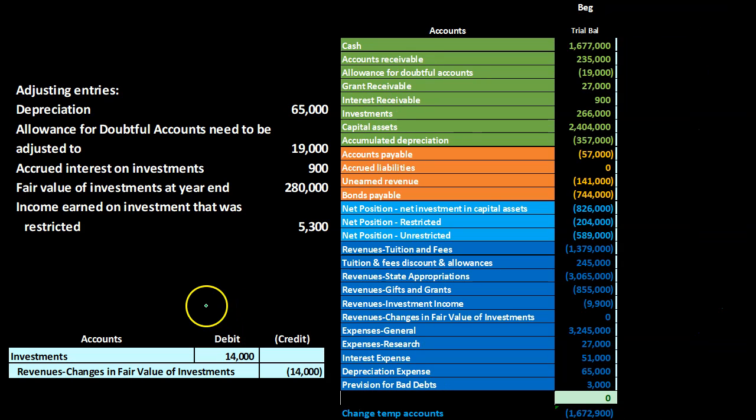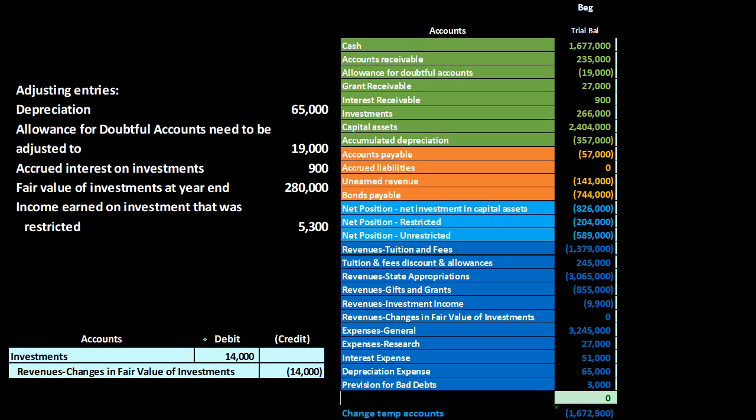Next, we'll be taking a look at the fair value of investment at year end. So here are going to be the investments. You can think about them as, let's say, stocks that we have an investment in. They go up and down. We're saying that currently the stocks are at 280, our investments. Therefore, we want to increase this up to what the current value is. The difference between the 266 and the 280 is an increase of 14,000. Therefore, we need to increase the investment by the 14,000 to get it up to the 280. So we're going to debit the investment by the 14,000.